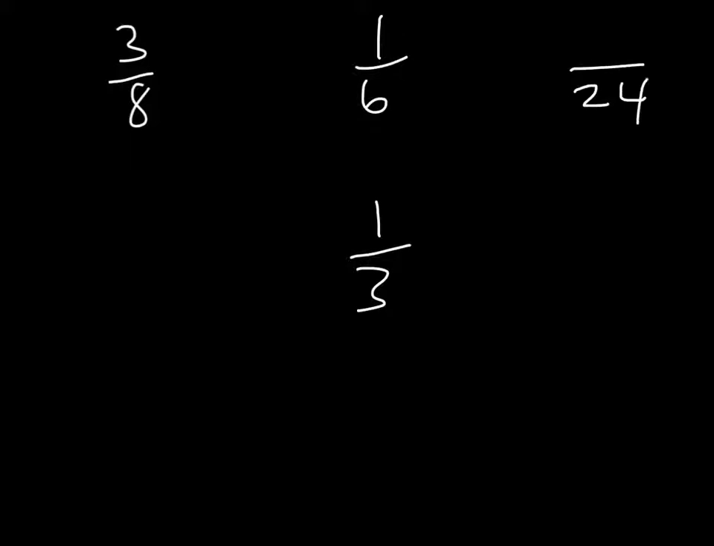Once I know that, I have to change everything to 24s. It's going to be 24, something over 24. 3 over 8 becomes what? 8 times 3 is 24, so 3 times 3 is 9. 6 times 4 is 24, so 1 times 4 is 4. So now I know I have 9 and 4. I need 24 total. So what am I missing? 9 and 4 is 13. I need 11. Now that I have 11, I know that this row is done.